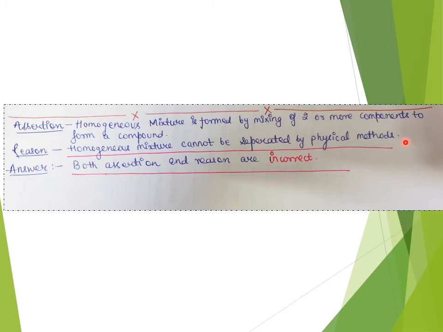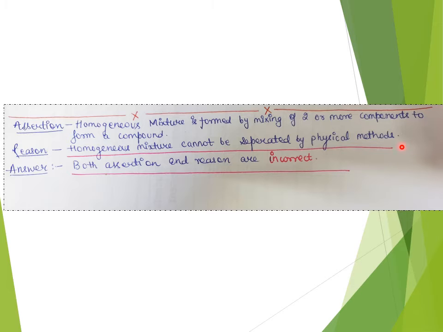Let's say in option A it is given that assertion is right, reason is wrong. In option B, reason is right, assertion is wrong. In option C, assertion and reason both are right. And in option D, assertion and reason both are incorrect. Now you have to choose.